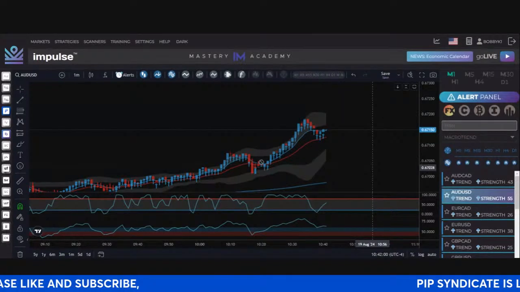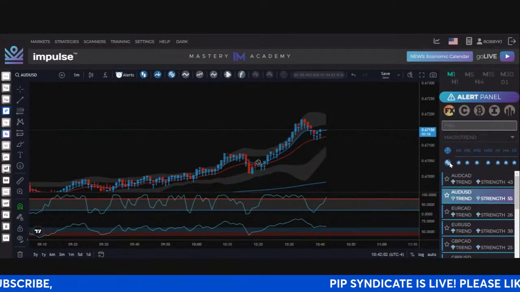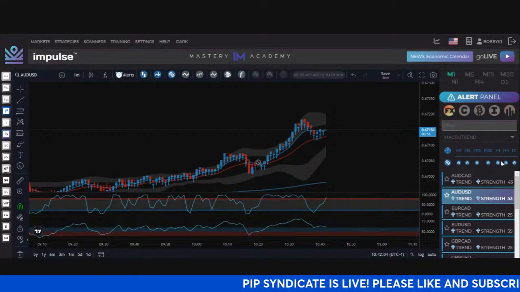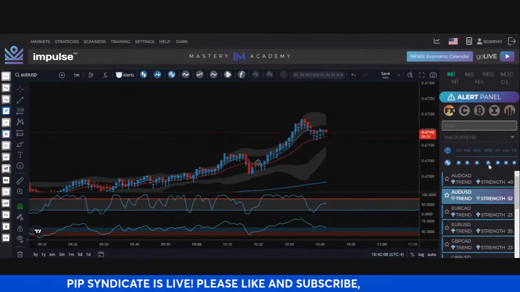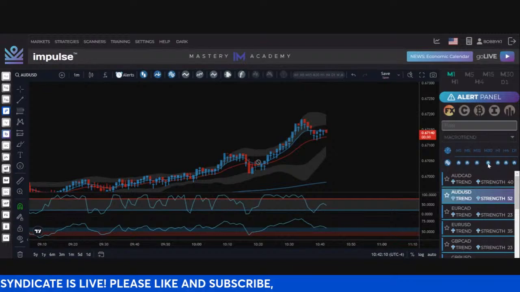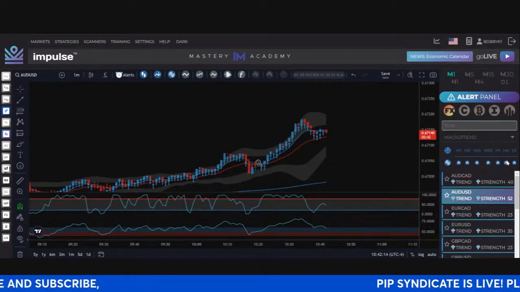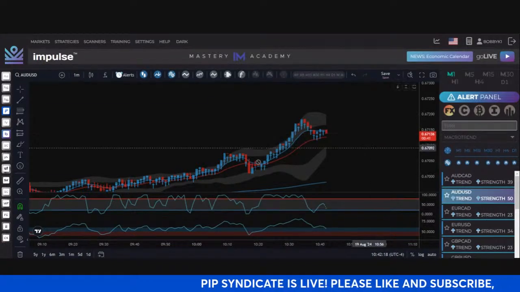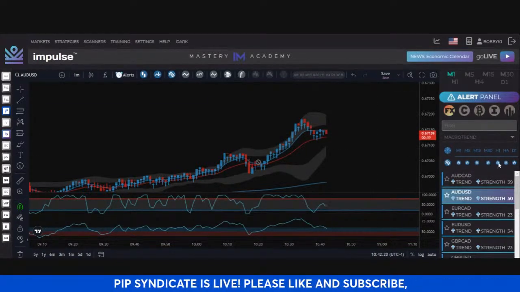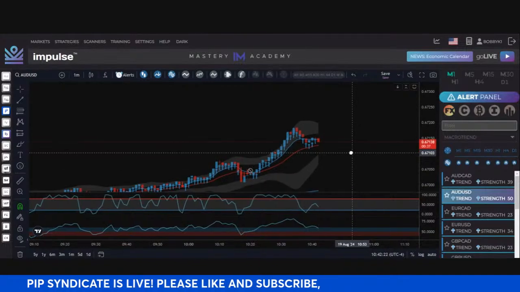AUD USD. You can see here, every time frame is bullish. That's really what we're looking for. We only need it up to the 1 hour. So if the 4th hour and the daily were red, it would still be okay to take a trade. But right now, they're all bullish. So it's a perfect condition.